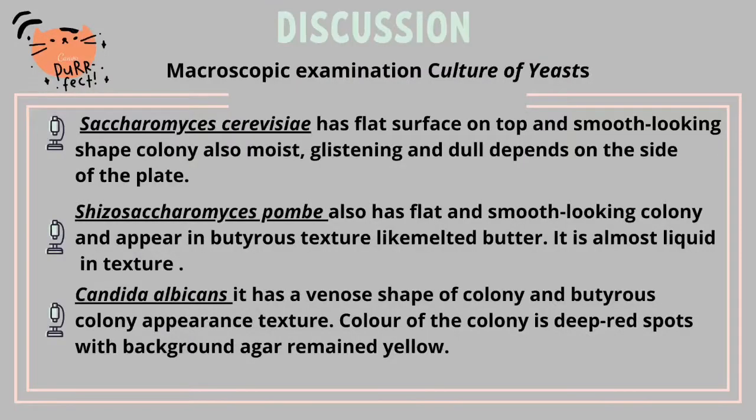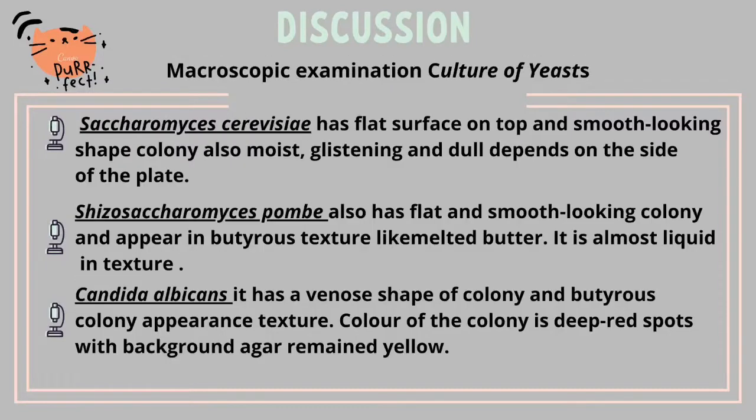Saccharomyces cerevisiae was examined microscopically and it was observed that it has a flat surface on top and a smooth-looking shaped colony. Next, the texture of the yeast may vary in colors, which are moist, glistening, and dull, depending on the side of the plate. Secondly, Schizosaccharomyces pombe was examined and it has the same shape as Saccharomyces cerevisiae, which is a flat surface and smooth colony on the top. The colony appearance texture is butyrous, which means it has the consistency of melted butter.